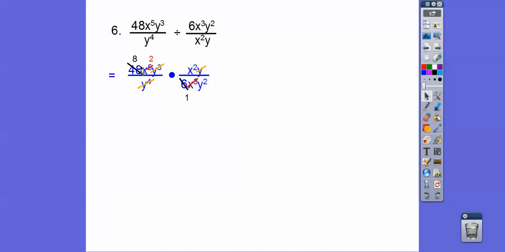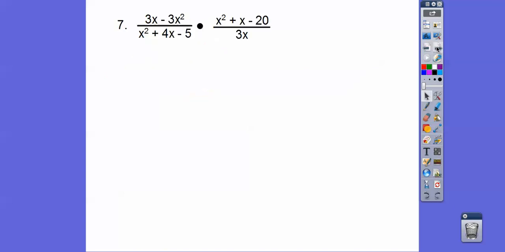And what are we left with? 8 x squared is x to the 4th, and we're left over the y squared, I think. Yep. Okay, so here, let's go ahead and factor. You can pull a 3x out on top, and here factors of -5 that add to 4 are 5 and -1. Factors of this that add to this are 5 and -4. So there's everything factored right there.